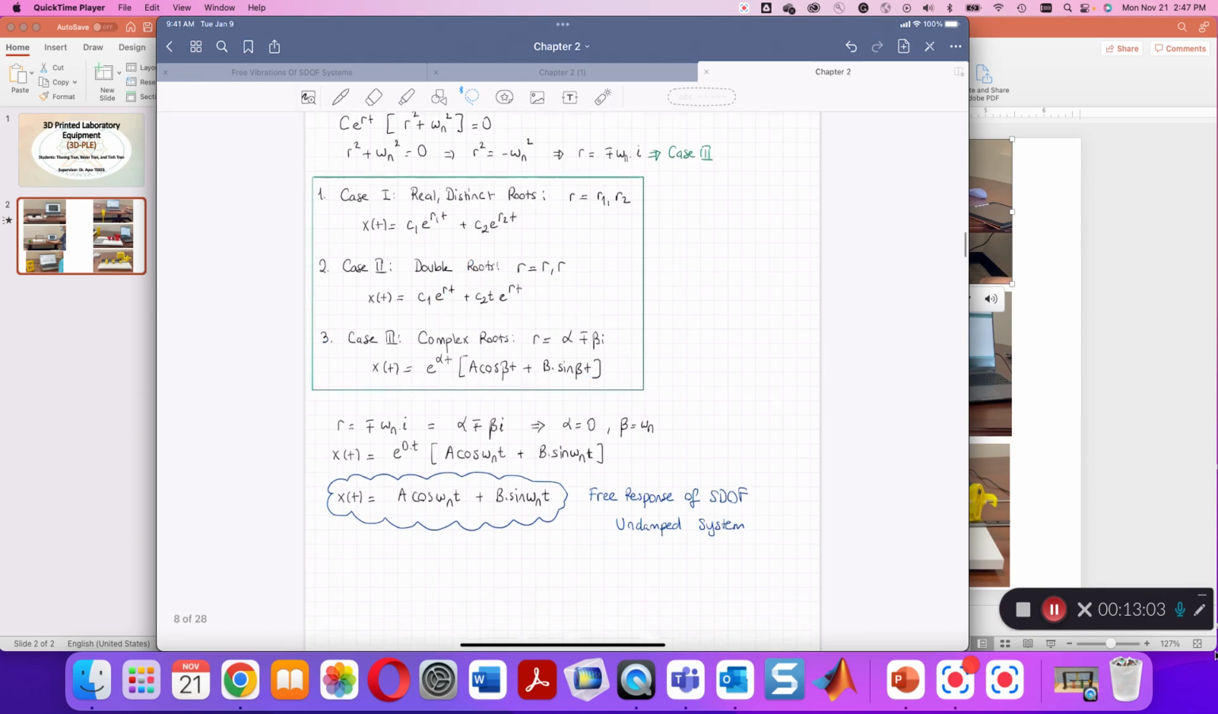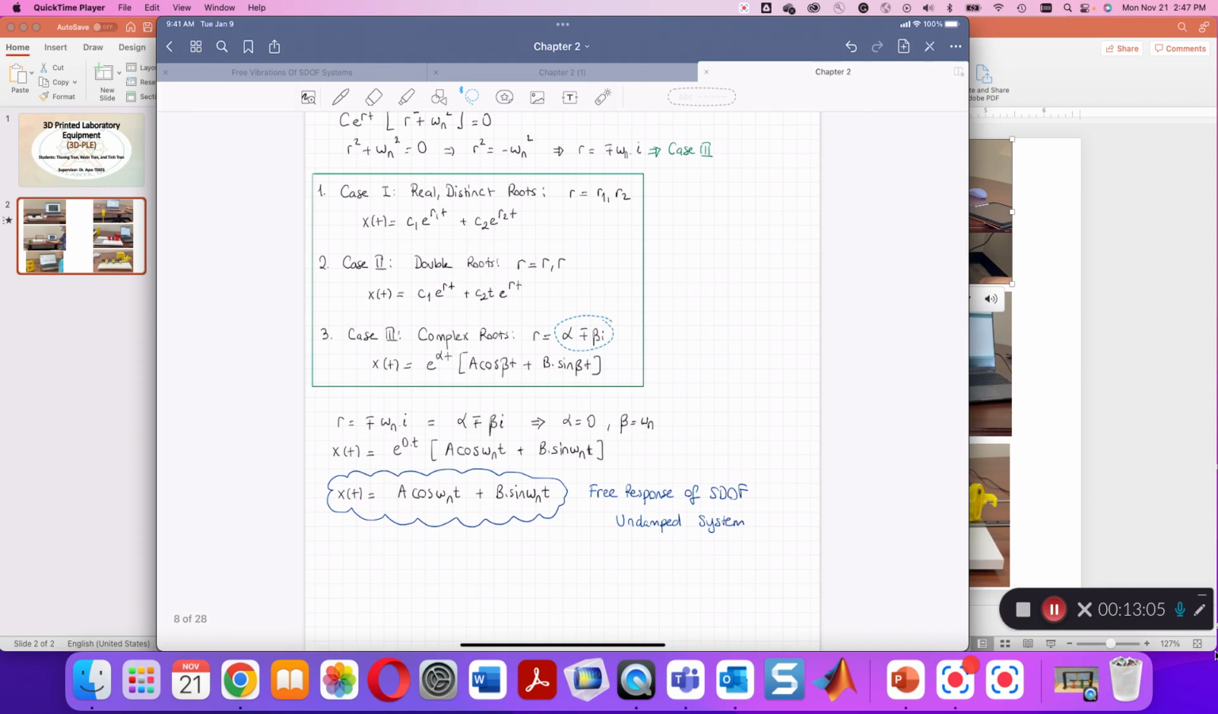So let's see, my equation does not really look like alpha plus or minus beta i. My equation was simply plus or minus omega n i. But this can also be written as alpha plus or minus beta i, and then it means the real component is 0 because I have pure imaginary poles. Beta will be equal to omega n. Now I can just go ahead and plug that in. e to the 0 will be 1, so that will disappear from my equation. That gives me only a times cosine omega n t plus b times sine omega n t.